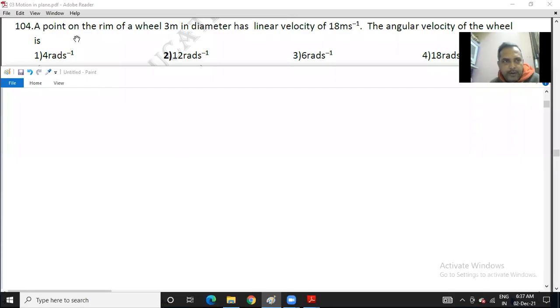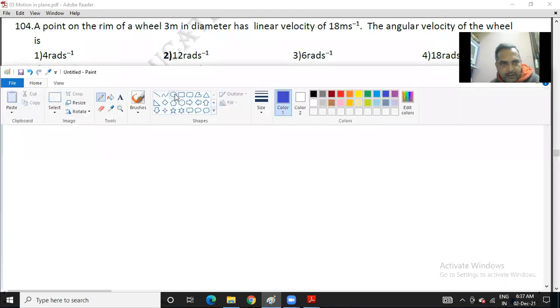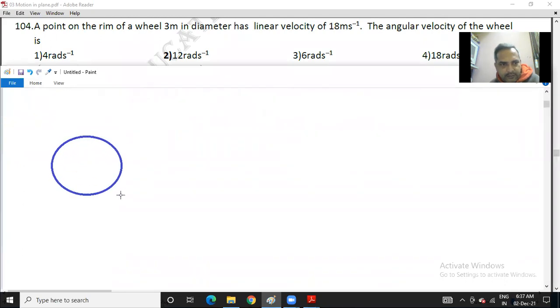First question: a point on the rim of a wheel 3 meters in diameter has a linear velocity of 18 meters per second. The angular velocity of the wheel is, so we need to find out omega. So try to understand that this is the wheel.